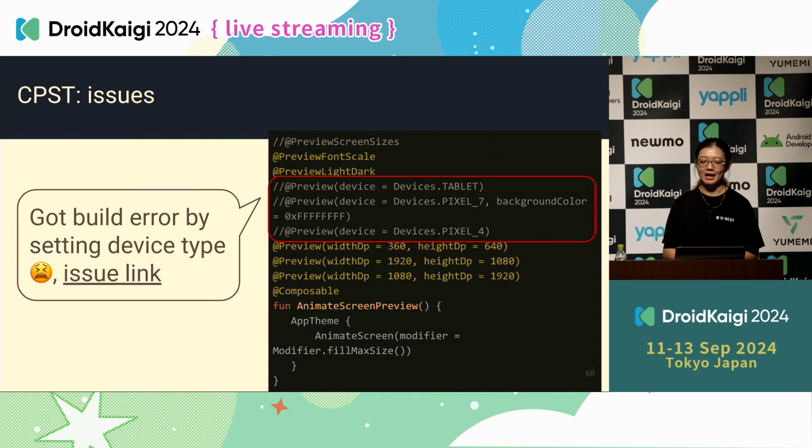Another issue I encountered during this process was trying to configure specified device types. As you can see here, I set the annotation with device tablet or Pixel 7, Pixel 4. Even though the preview with these annotations displays correctly, the screenshot testing with the same annotations triggers a built-in error, which says it can't find the specific device resources. So for CPST, it's still not stable for all the preview annotations.